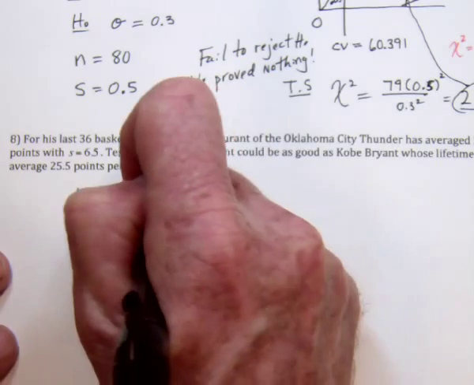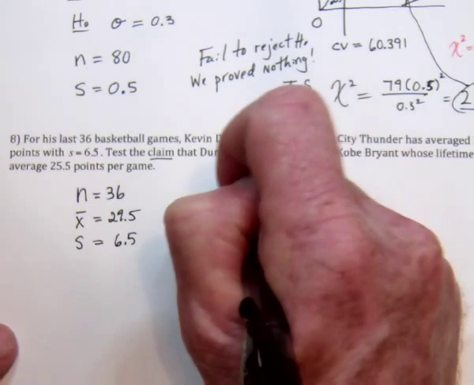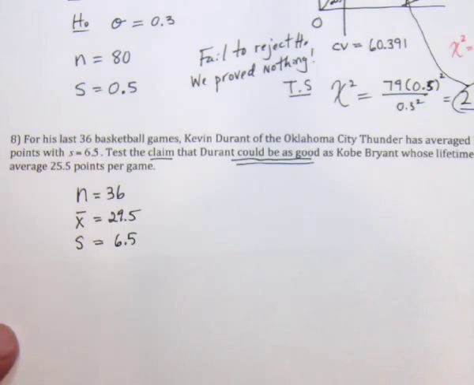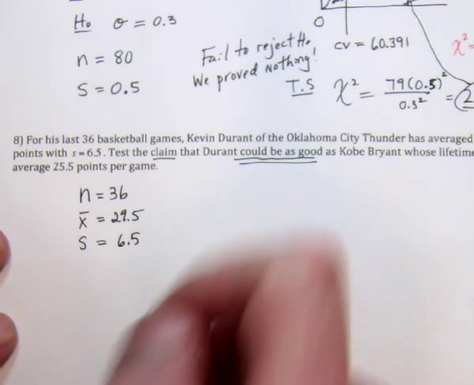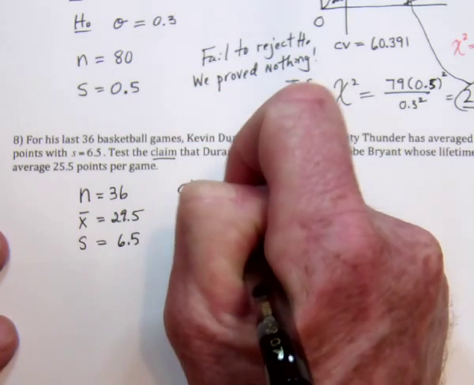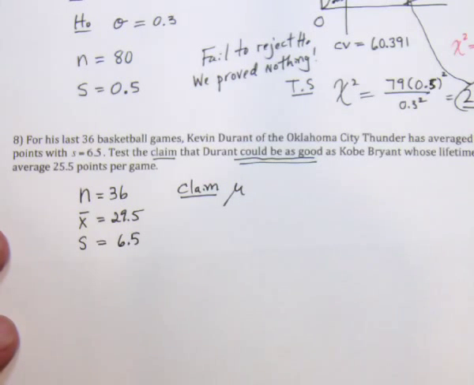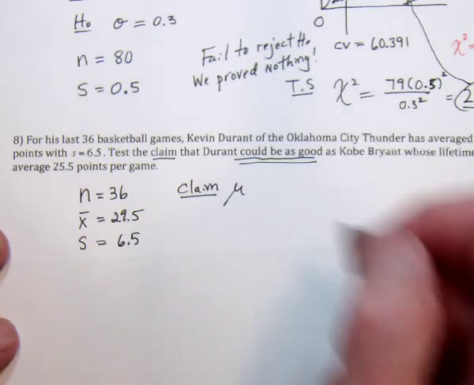So test the claim that Durant could be as good as Kobe Bryant. So "could be as good as," we're going to have to change that into either an inequality or an equation. And for Kobe, his lifetime average is 25.5. So it's going to look like this. The claim is about a mean, and the mean is for Kevin Durant. Is he as good as Kobe Bryant? Well, to be as good as someone is not that you're better, it's not that you're worse. So it's not that it's bigger, not that it's less than, it's that it's equal.